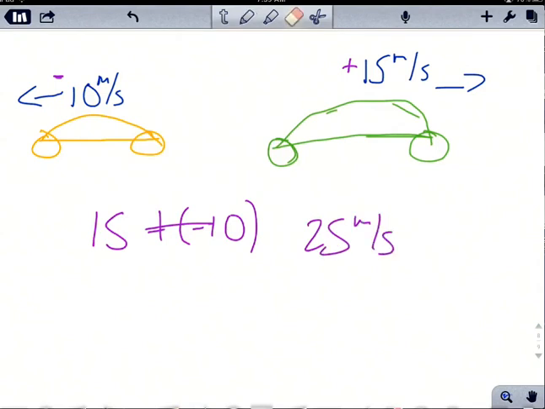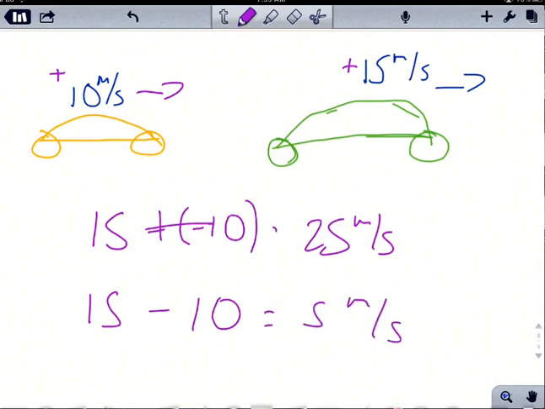The same thing applies when they both have the same signs, meaning they're both moving in the same direction. All we have to do is subtract them again. 15 minus positive 10 will give us a total of 5 meters per second. So all relative velocity is the velocity dependent on the observer.